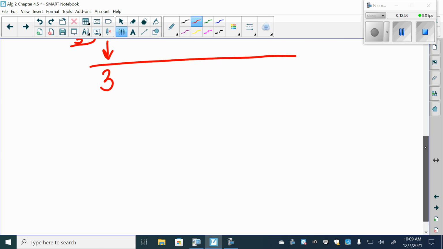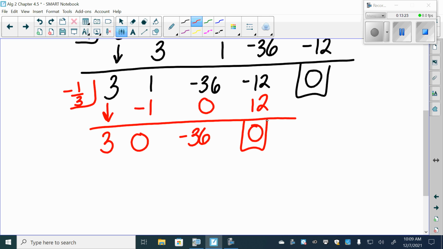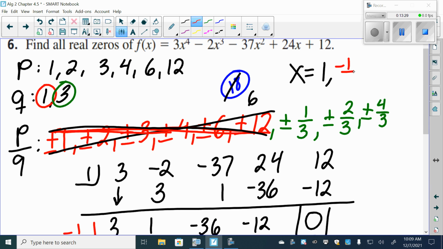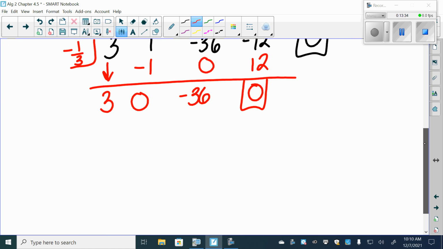We can bring down the 3. Negative 1/3 times 3 is negative 1. 1 plus negative 1 is 0. Negative 1/3 times 0 is 0, so negative 36 plus 0 is, well, negative 36. And the next one would be 12. And negative 12 plus 12 is 0. So 1 and negative 1/3 are 2 of our answer choices.